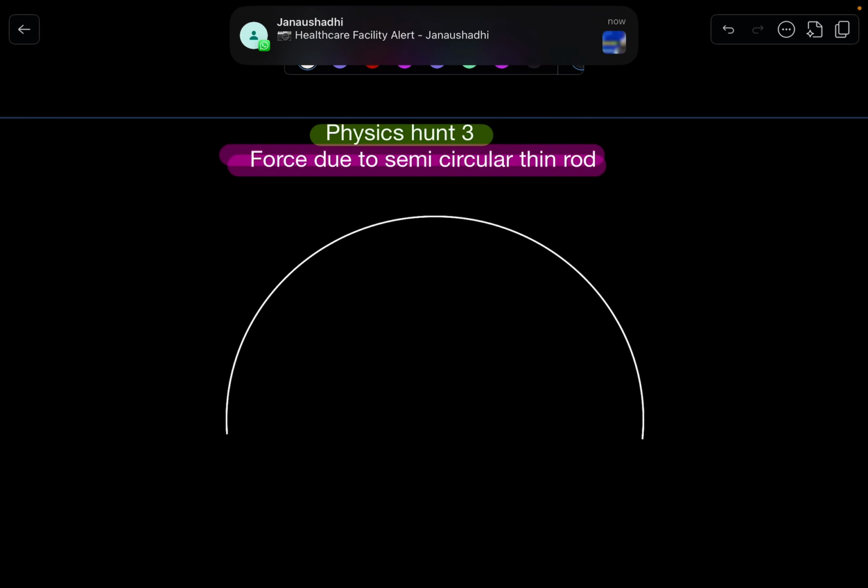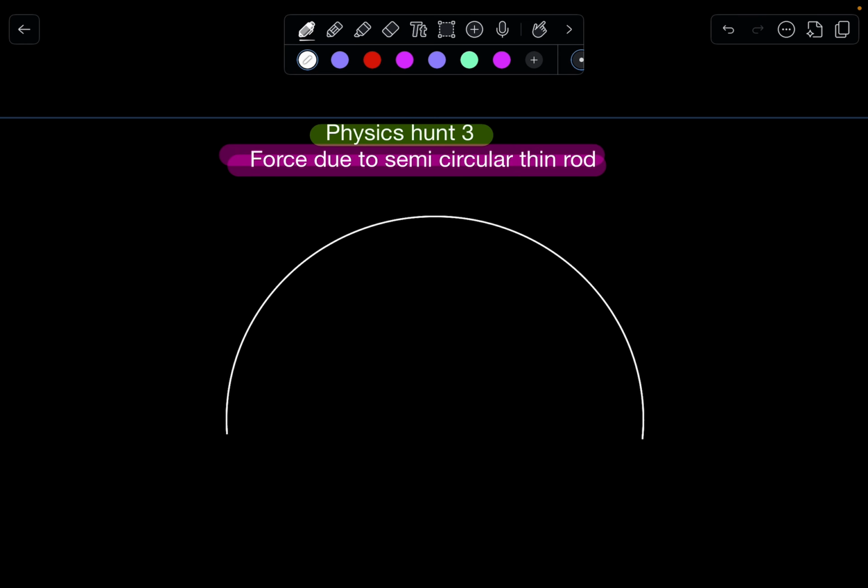In this video, I am going to discuss force due to a semicircular rod. Okay, so look at this diagram here. We have a semicircular rod having a positive charge. So this rod is completely filled with the positive charge. The charge symbol I am taking as Q, and its radius will be R.